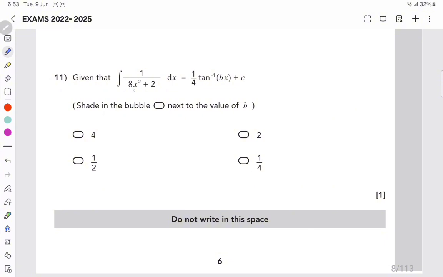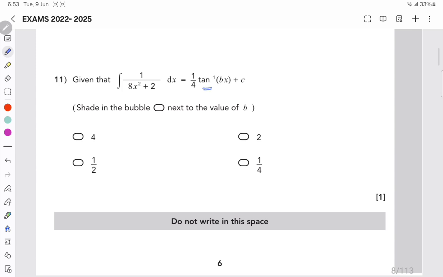I know that if I have in the denominator x squared plus a number, that means tan inverse. And he gave you that here, it's tan inverse. So we just do that, integral of 1 over... To use tan inverse, the coefficient of x squared must be positive. So I will take 2 as a common factor, and down it will be 1 over 8.